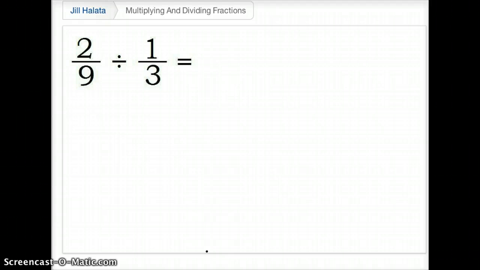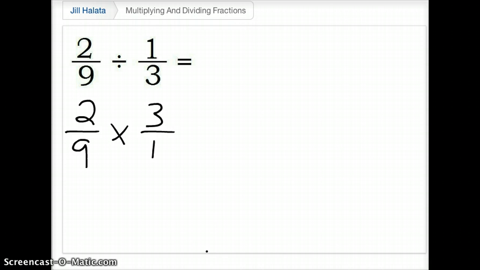Division is just as easy as multiplication. You have to remember to find the reciprocal, which just means that you're flipping the fraction. So it's 2 ninths, and you flip it to the reciprocal, so it becomes 2 ninths times 3 over 1, which would be like a whole number, right?